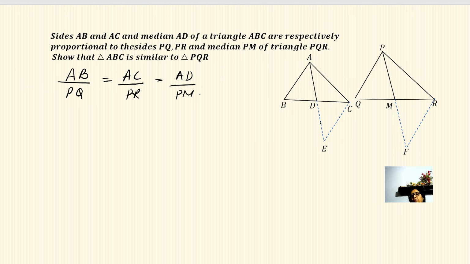So in this case we have to do some construction here. Now AD is the median, it is given, and PM is the median. So the medians are extended. AD is extended to a point E such that AD is equal to DE. PM is extended to the point F such that PM is equal to MF. Now D is the midpoint, so BD is equal to DC. M is the midpoint, so QM is equal to MR.